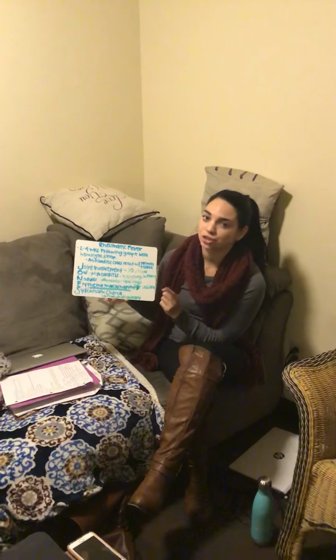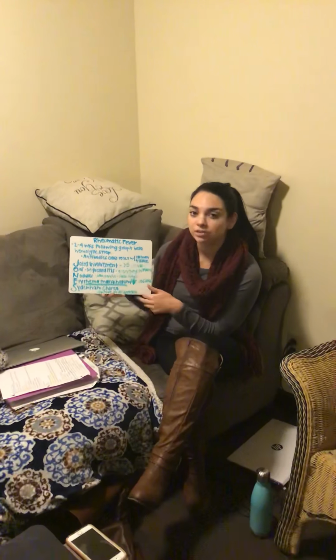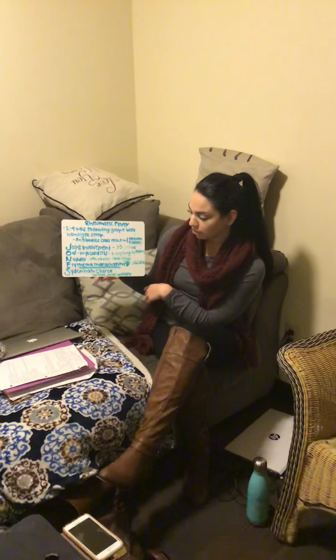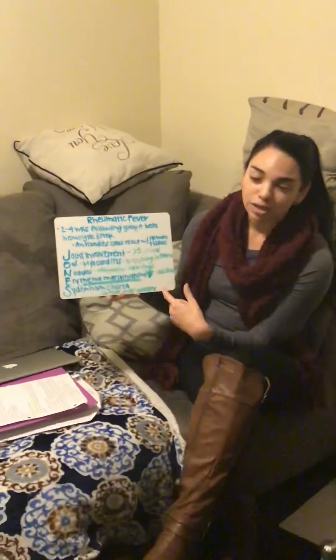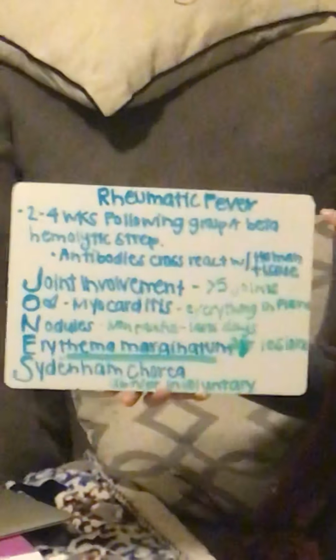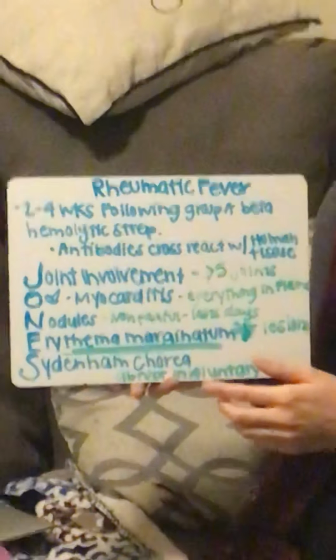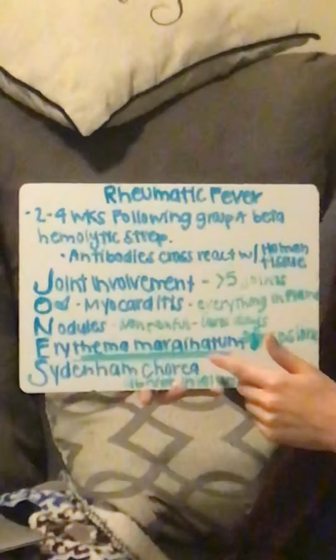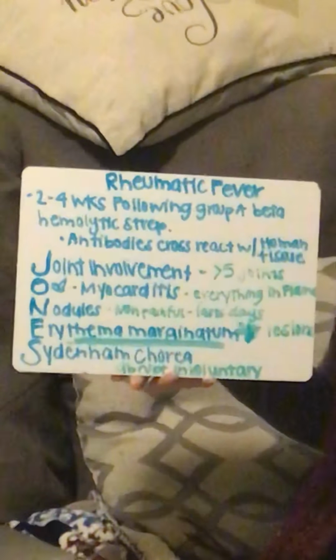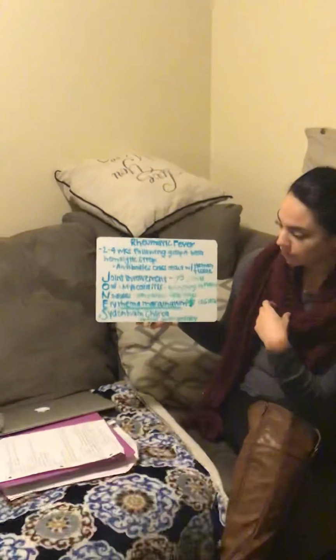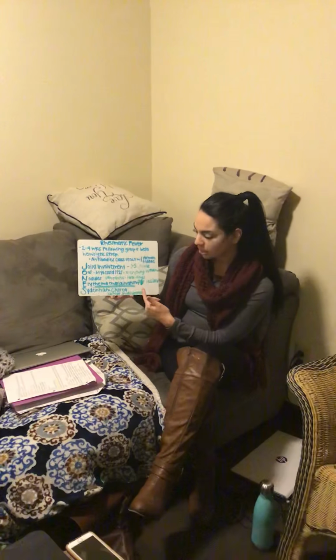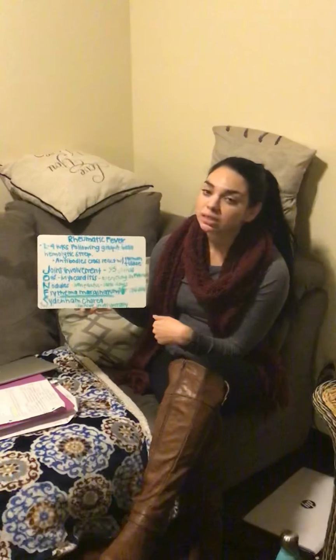You move down to the N, which is nodules. These are non-painful nodules, and they typically only last for a few days and then go away. Then the E, which is erythema marginatum, and I have this underlined with a star because it is a huge red flag associated with rheumatic fever. If you see this in a scenario or any type of question, you're going to want to associate it back to rheumatic fever. Those are lesions on the body, typically the abdomen. Then you move down to Sydenham chorea, which is abrupt involuntary movements.